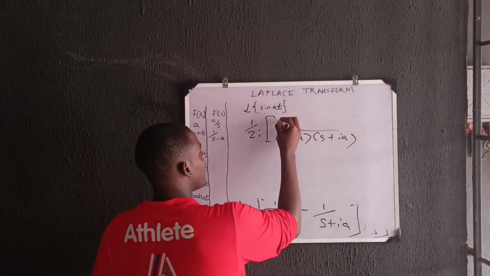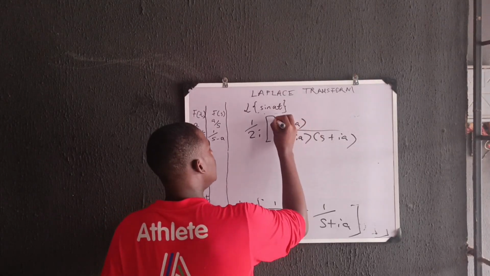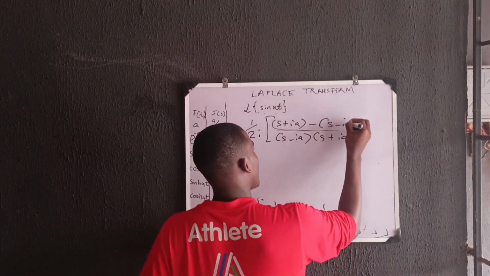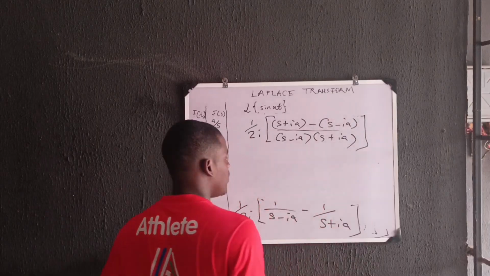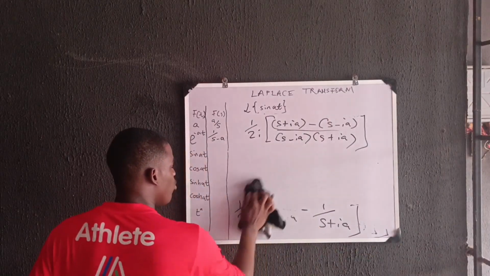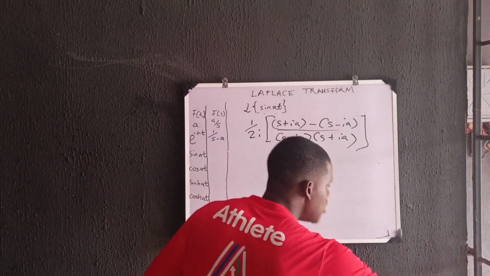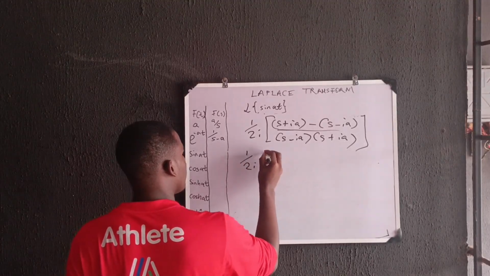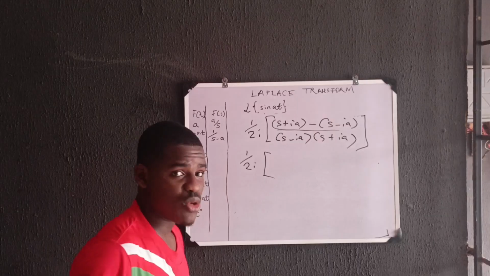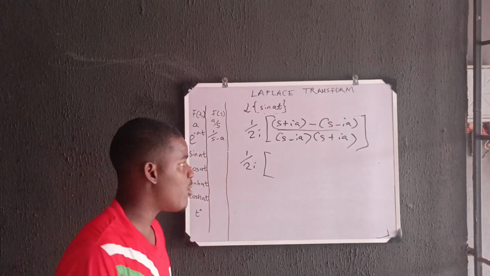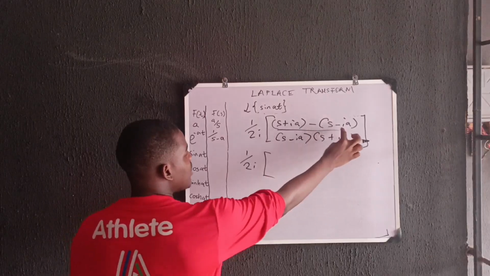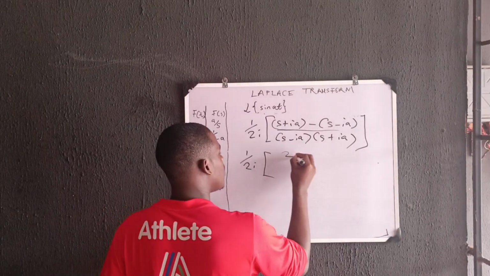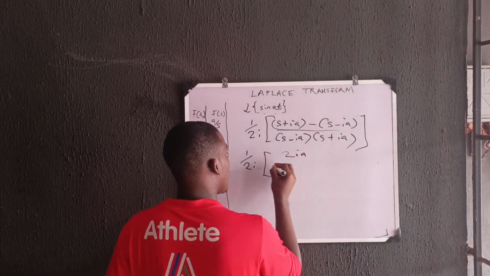So on top, we are going to have s plus ia, minus s minus ia, right? That's what we are on now. So let's move forward. What is he going to give you in the end? 1 over 2i all into brackets. S minus s is going to give you 0, right? Then ia minus ia is going to give you 2ia. So we have 2ia at the top.